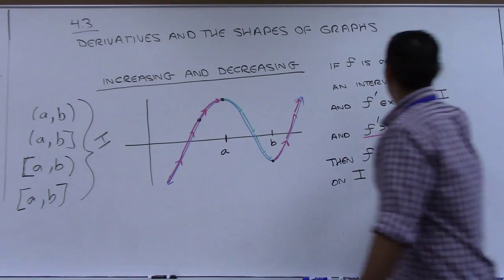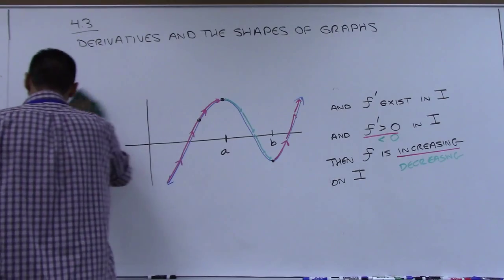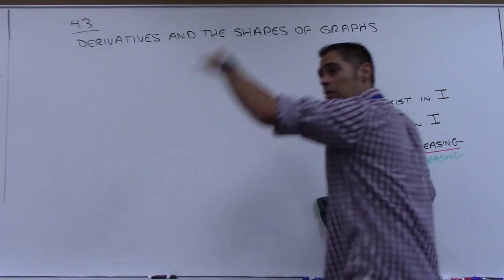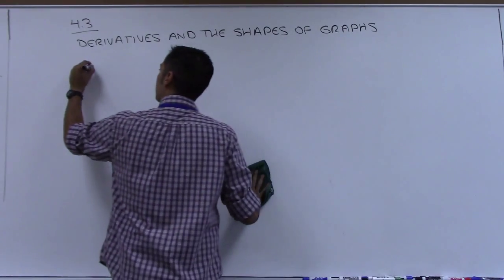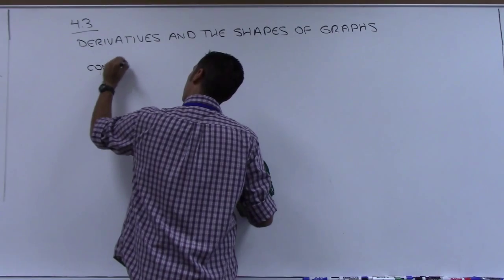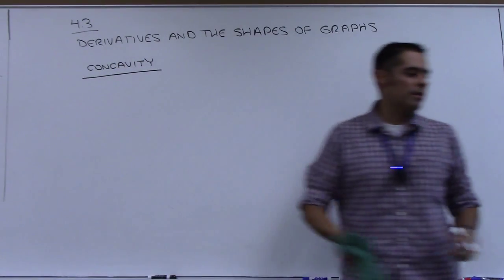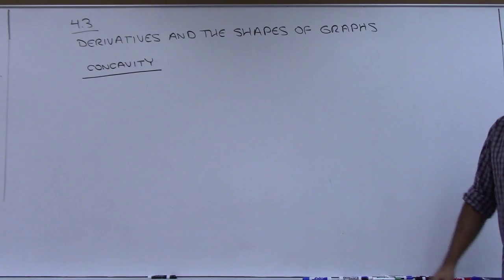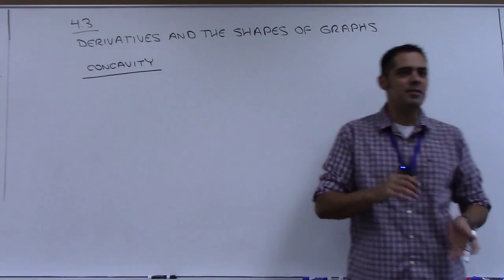So now let's talk about what's called the concavity of a function. We have the idea of increase, decrease. Now the new idea is concavity. That comes from the word concave, and we've seen concave before, like a lens is concave.